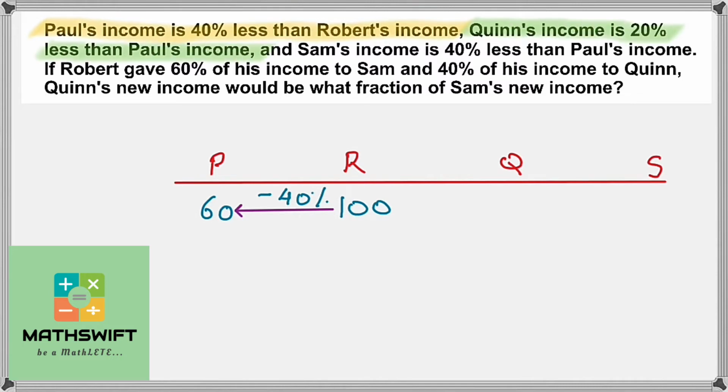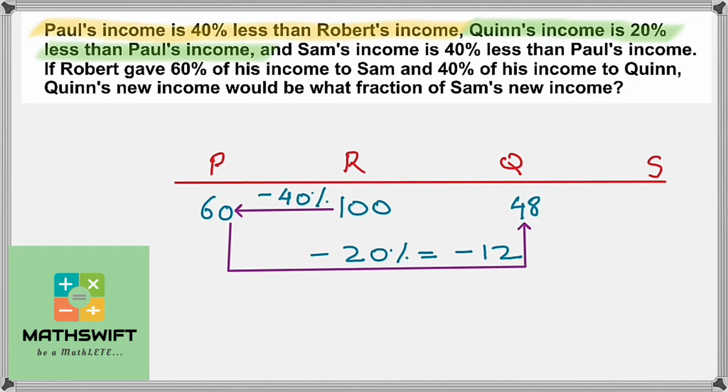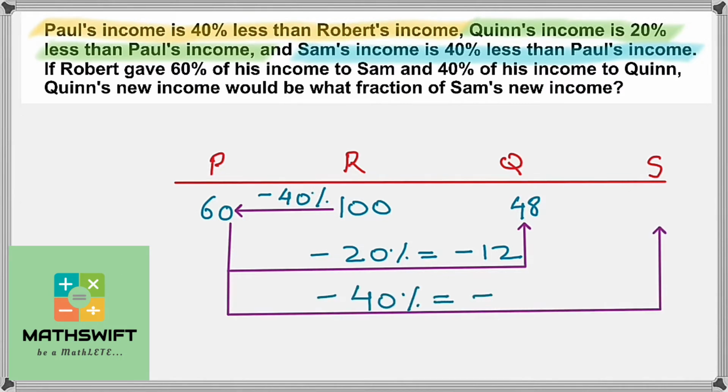Quinn's income is 20% less than Paul's income. So Q comes out to be 48. Sam's income is 40% less than Paul's income. So S comes out to be 24 less than 60, that is 36.